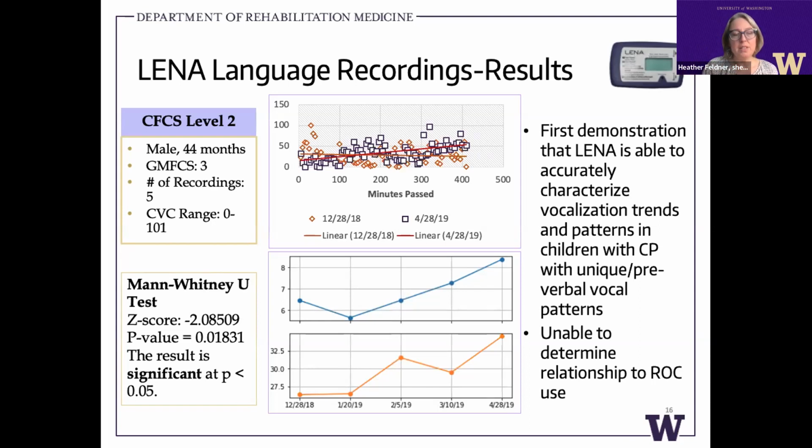And the graphs on this slide just show a snapshot from one of our participants who was GMFCS level 3 and a communication function, a CFCS level 2, over time and over recording sessions. And we were able to see a steady increase in both conversational turns and child vocalizations. And this result was significant for this particular child.